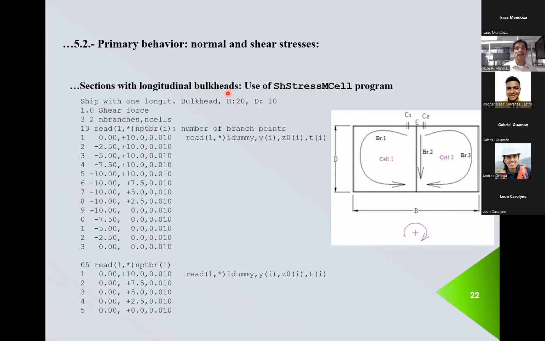So we see that we have the beam and the depth. From here to here, that's 20 meters. From here to here, it's 10 meters. The shear force that we include is 1 Newton.